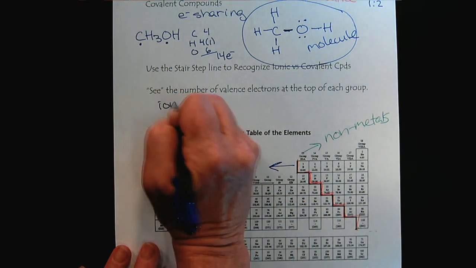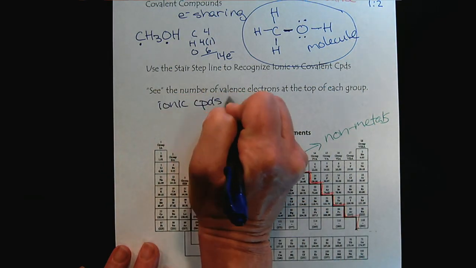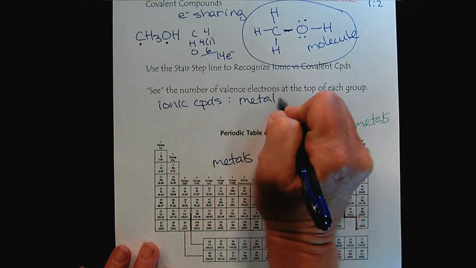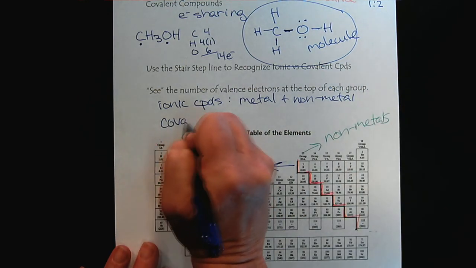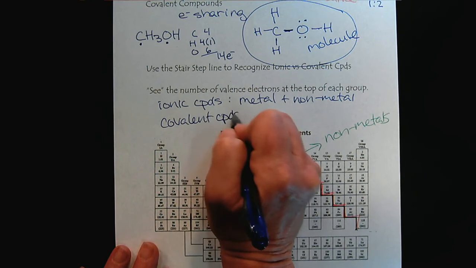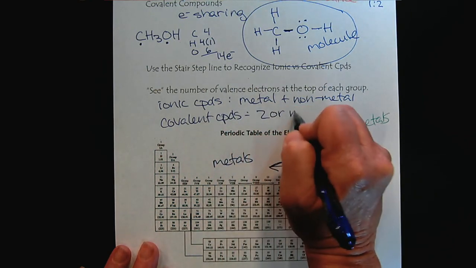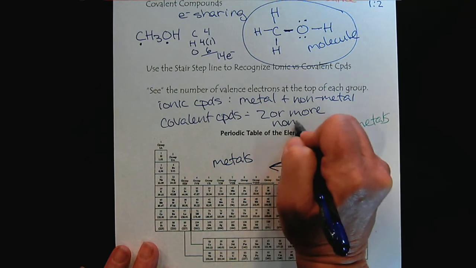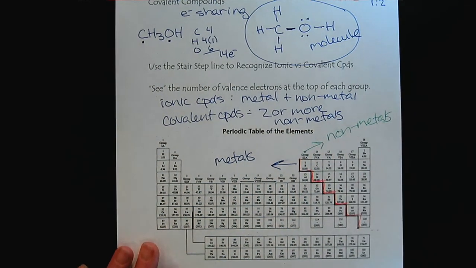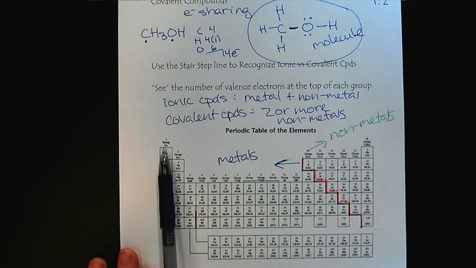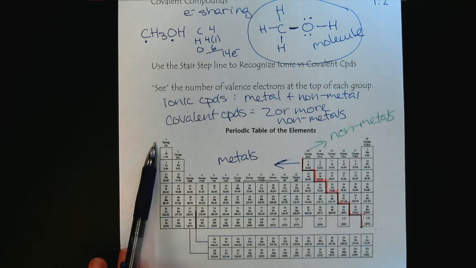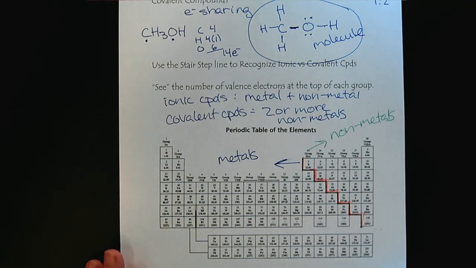So ionic compounds are typically a metal plus a nonmetal, whereas covalent compounds will be 2 or more nonmetals. And then last but not least, we can then determine how the elements form these compounds by taking advantage of the fact that we know the number of valence electrons for each element by looking at the group number at the top of each column.